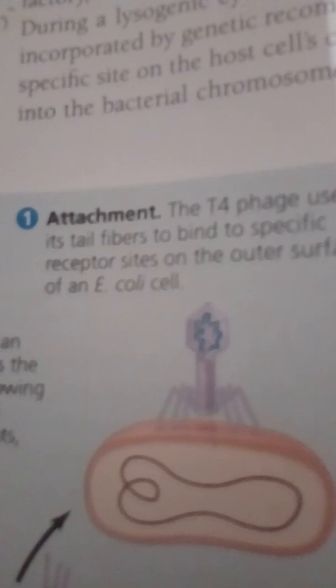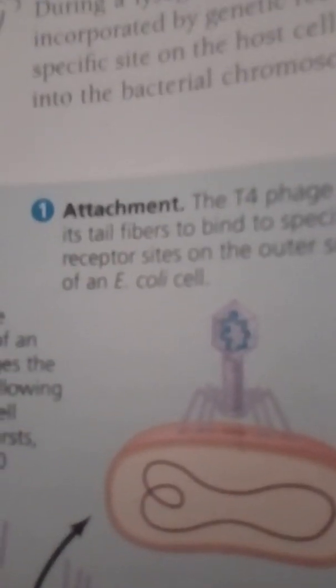A phage that reproduces only by a lytic cycle is a virulent phage. This figure illustrates the major steps in the lytic cycle of T4, a typical virulent phage. In this figure, notice that the legend describes the process. The lytic cycle of phage T4, a virulent phage.